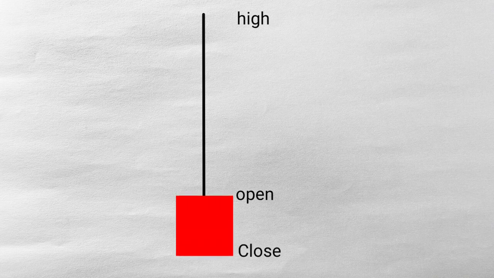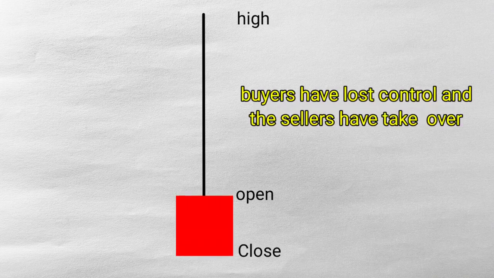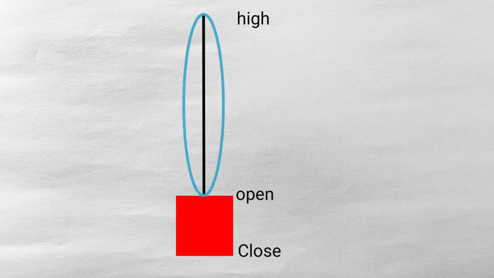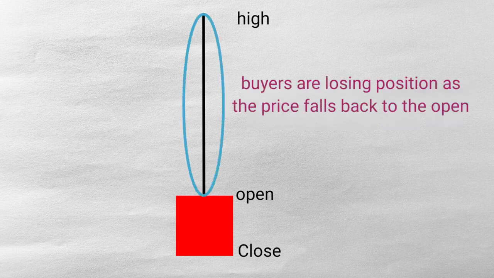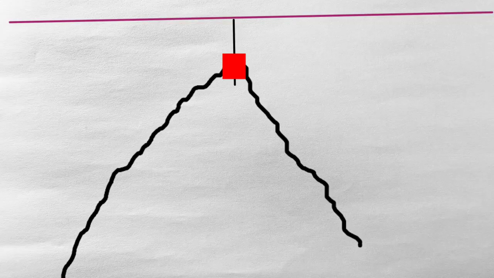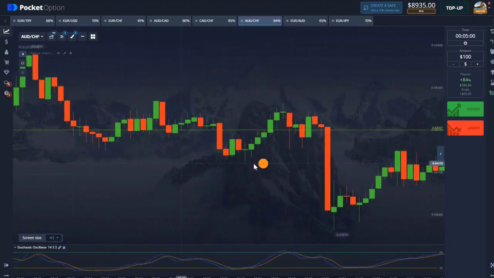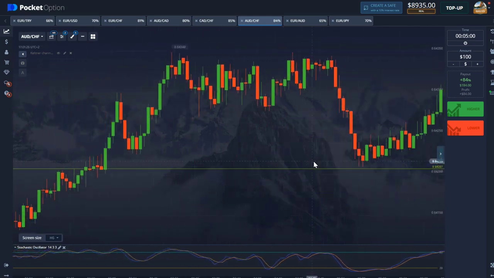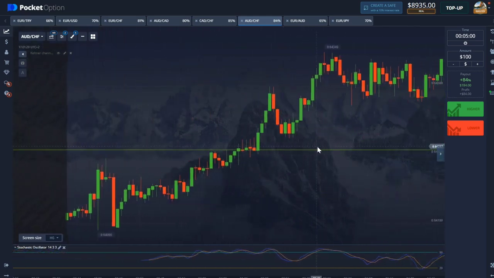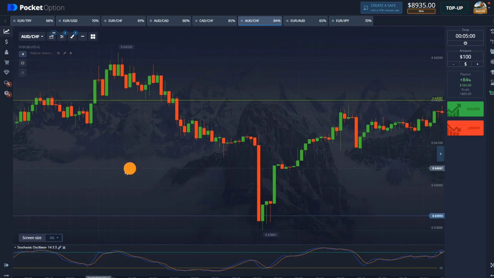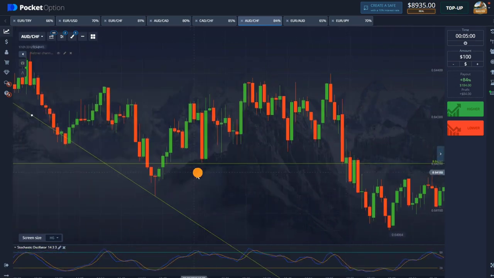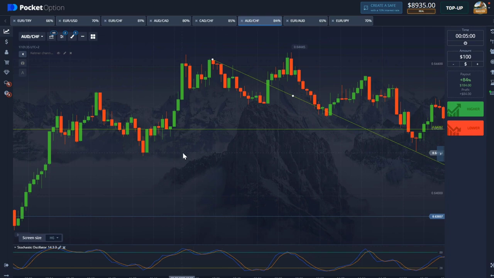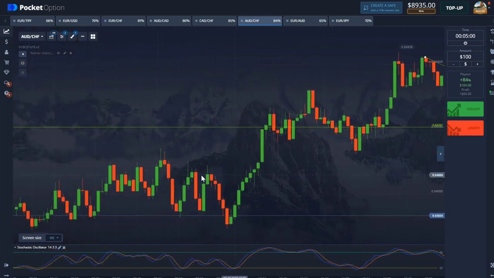This suggests that by the end the buyers have lost control and the sellers have taken over. The long upper shadow indicates that buyers are losing position as the price falls back to the open. This candle helps to confirm the price reversal and indicates that the price will continue to decline. Just one thing to keep in mind, after the uptrend the market should come near the resistance or the indicator you have used will be telling the market is in an overbought condition and then a shooting star forms, then you can take entry. Because if you pay attention to this with the indicator, then your confirmation will increase a lot.